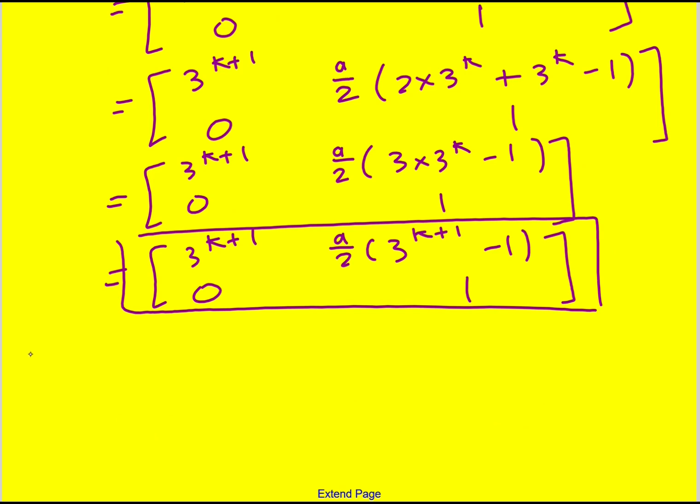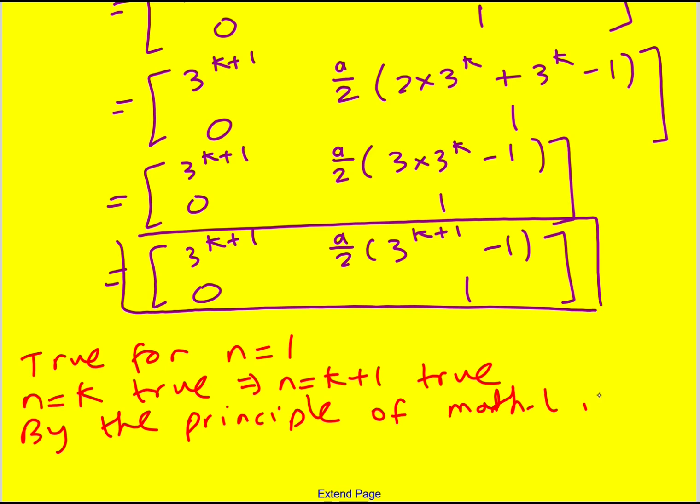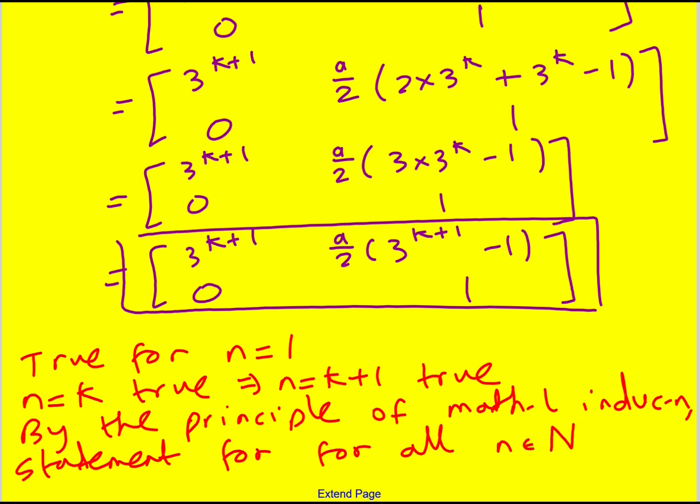Just a final statement. So true for n equals 1. n equals k true implies n equals k plus 1 true, by the principle of mathematical induction. Statement true for all natural numbers n.